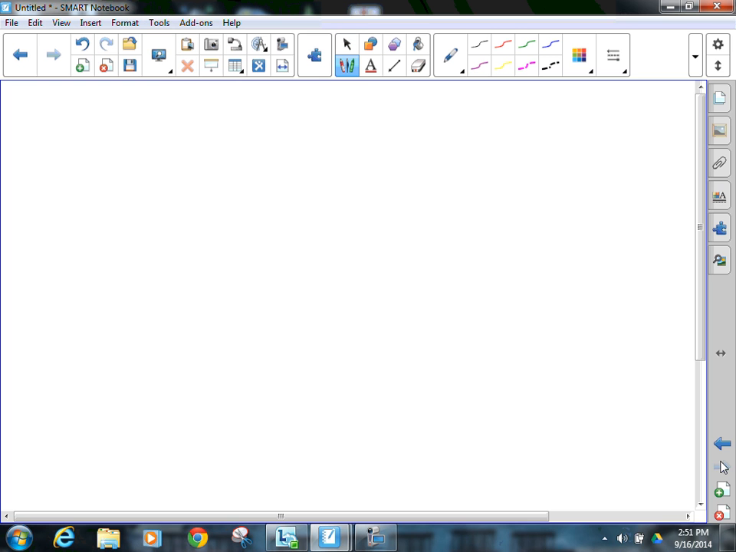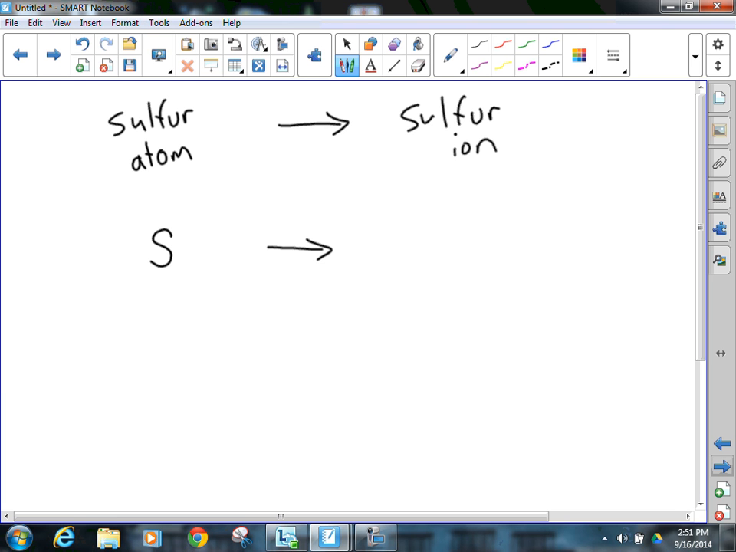Let's do another example for sulfur. All right. So we want to show how sulfur atom turns into sulfur ion. So what I have to do there is put the symbol S, and then the arrow. Over here I got to put the symbol for the sulfur ion, which is S2-. And the question is, where do the electrons go? Do I put +2 electrons over here, or do I put +2 electrons over here?